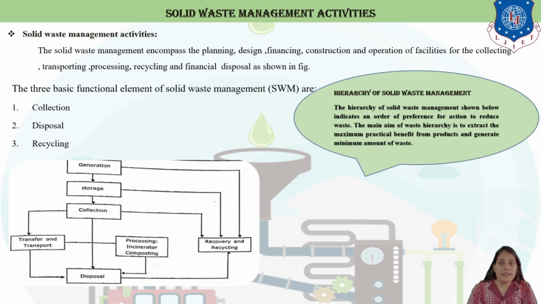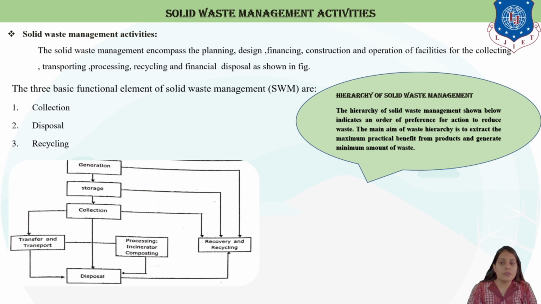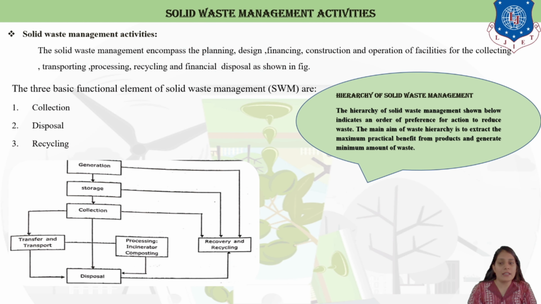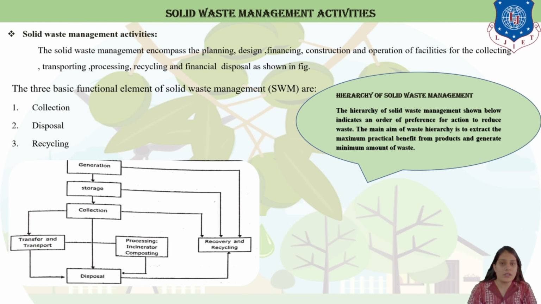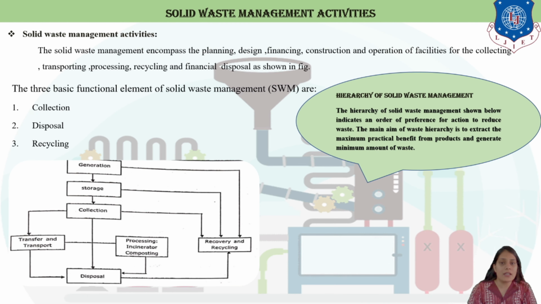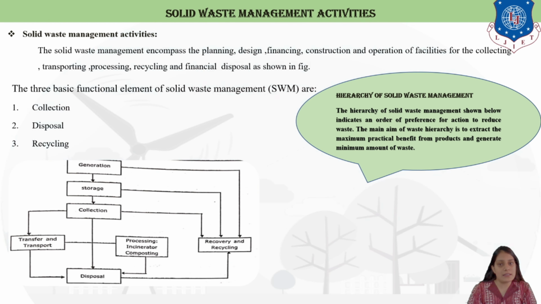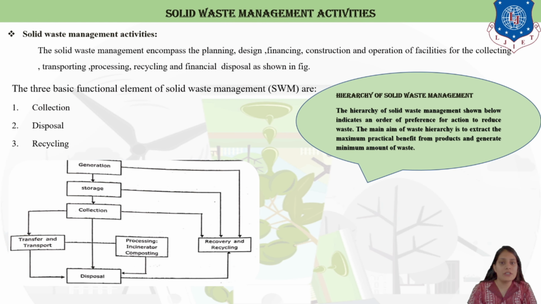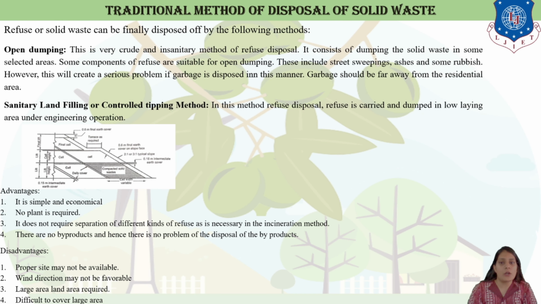Now let us see the hierarchy of solid waste. What is the hierarchy of solid waste? That is what we have already discussed: the collection, then disposal, and then the recycling process. Now look at the figure I have shown here: firstly generation, storage, collection, and then three things, that is transfer and transport, processing, incineration, composting, recovery and recycling, and lastly the method and major impact of disposal. Now let us see the traditional methods of disposal of solid waste.